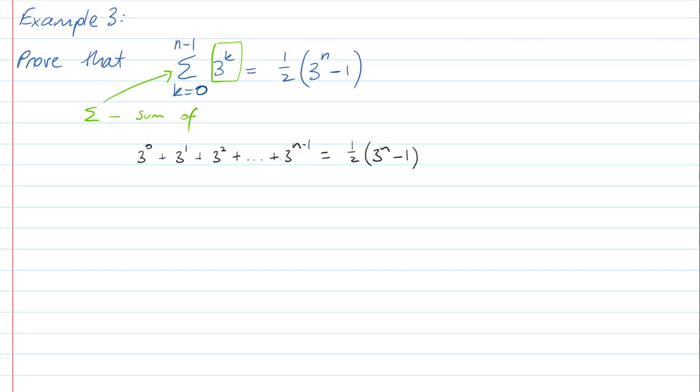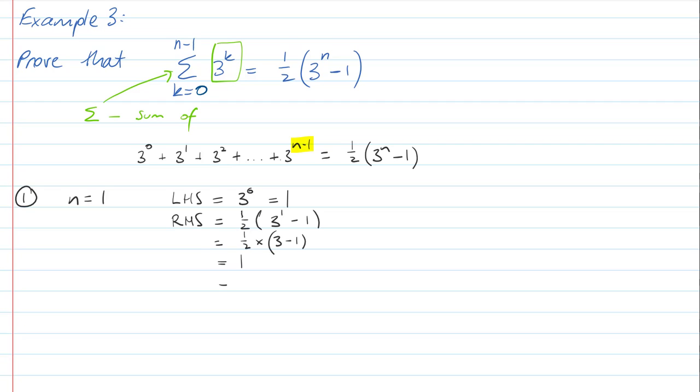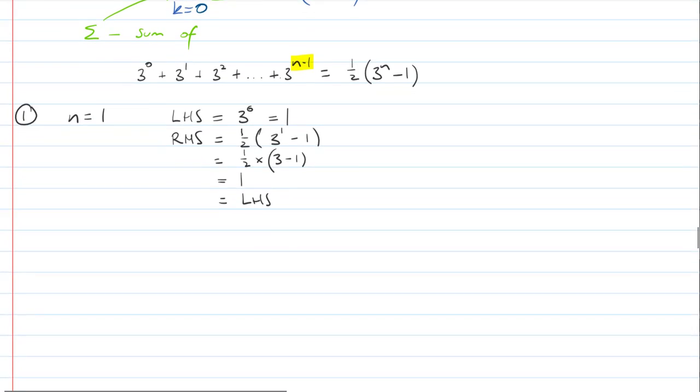Now, it looks tricky, but I'm going to start with step 1, and if it does work, it should all fall into place. We're going to start with n equals 1. For n equals 1, the left-hand side is not 3 to the power of 1, because remember we're going up to 3 to the power of n minus 1, and that means we start at 3 to the power of 0. And that, of course, is equal to 1. The right-hand side is a half times 3 to the power of 1 minus 1, which is a half times 3 minus 1, and that's equal to 1, which is my left-hand side. So we can see that that's worked.